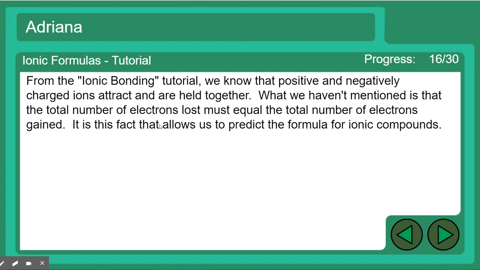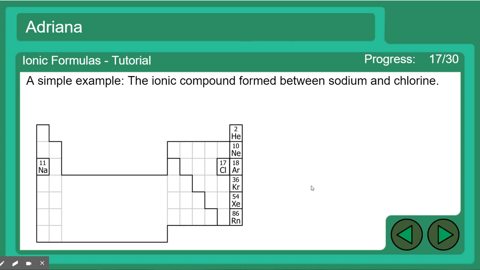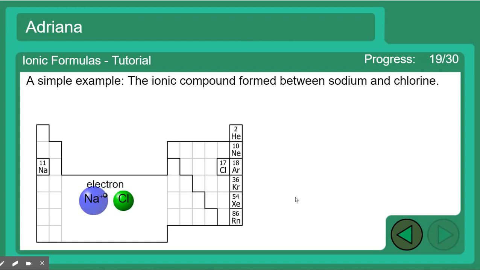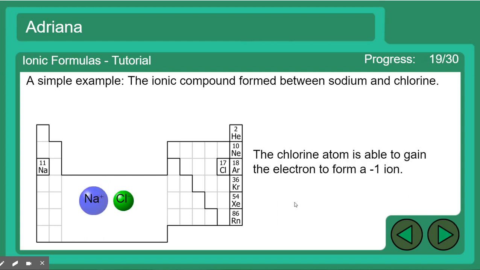All right, and this is how we can actually predict the formula for ionic compounds just by knowing the elements. So let's do a simple example. We've seen this example many times before. If we form an ionic compound between sodium and chlorine, we know that the sodium atom is always going to lose an electron, right? It's going to lose one of its 11 electrons to become like neon, which has 10 electrons. And so that's how it gets its +1 charge. Now what happens is the chlorine atom gains that electron to form a -1 ion.